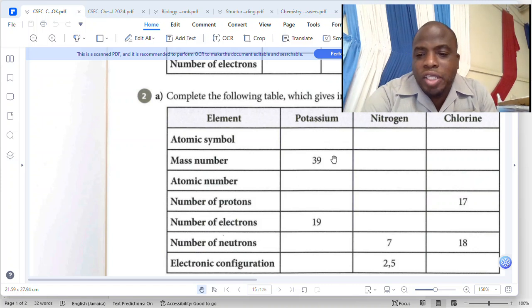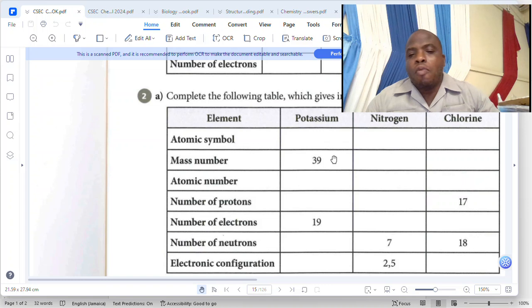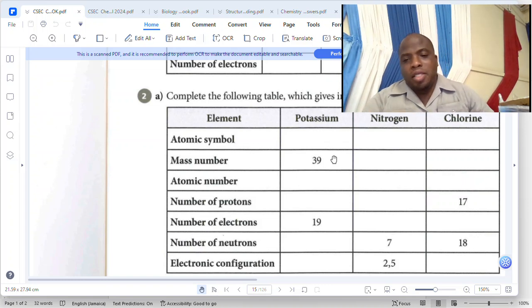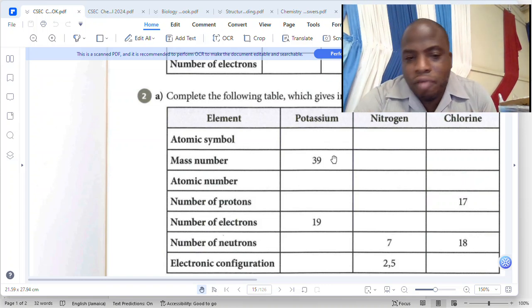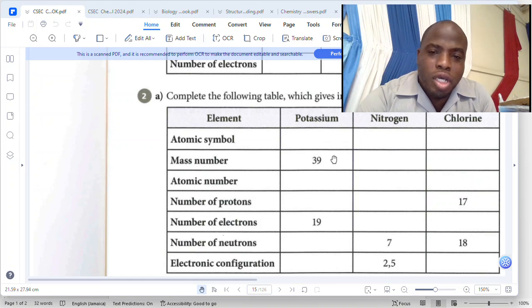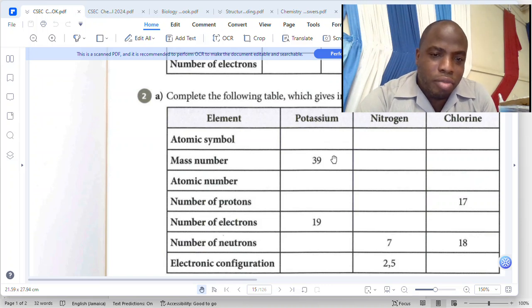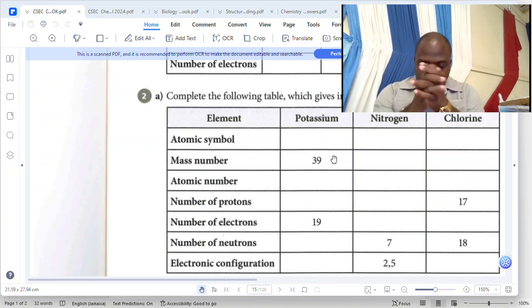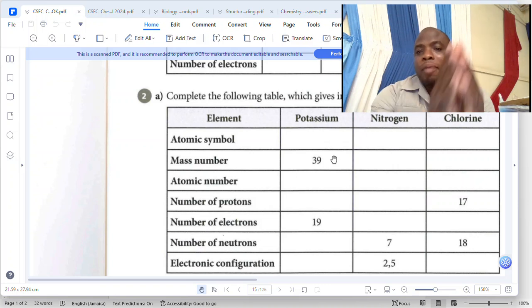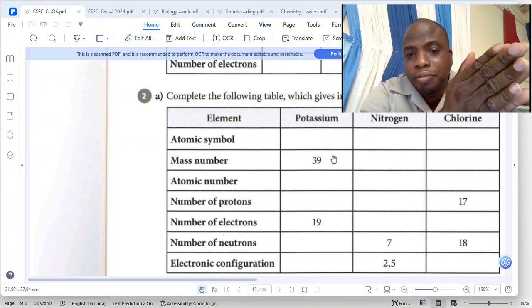And so when we visit back the table, you should be able to now complete this table in terms of the electronic configuration, the number of neutrons, the number of electrons, number of protons, atomic number, mass number, atomic symbol. So I'm going to give you a quick run through.